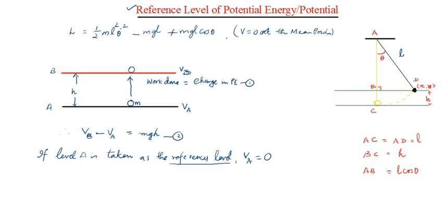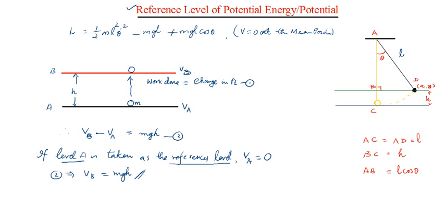The potential energy of the system at the point A, or with respect to the level A, is fixed as 0. Okay, that is the meaning of taking level A as the reference level. Now if VA equal to 0, equation 2 will give you VB minus 0. So VB equal to what? mgh. VB equal to mgh. What does it mean? It means that if VA equal to 0, then the potential energy of the mass M kept at B will be equal to simply mgh.